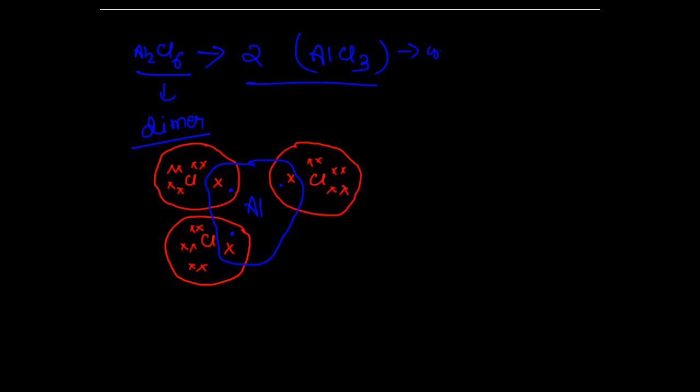AlCl3 has covalent bonds, but if we pay close attention, the aluminum hasn't gained the octet state. That is, it has just 6 electrons in its outermost orbit. 1, 2, 3, 4, 5, 6. Just 6. So, to gain the octet state, this AlCl3 molecule forms dative bonding with the next AlCl3 molecule.